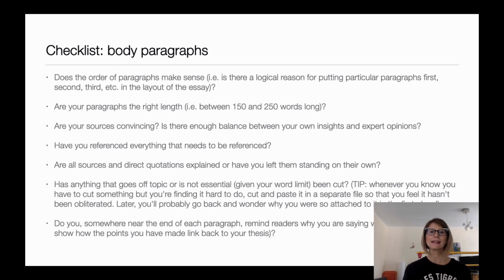Also, towards the end of each paragraph, have you reminded us why you're saying what you're saying? So have you shown how the point is relevant to your argument? That's what we need to do. We need to be reminded that this is something that is particularly important. Now, it doesn't mean reiterating the same thing over and over again. It might just simply mean saying, this is particularly significant to remember because, and it would be a point that is related to your central argument, but it might not be a situation where you're simply regurgitating the same sentence over and over again. We do not want to do that, okay?